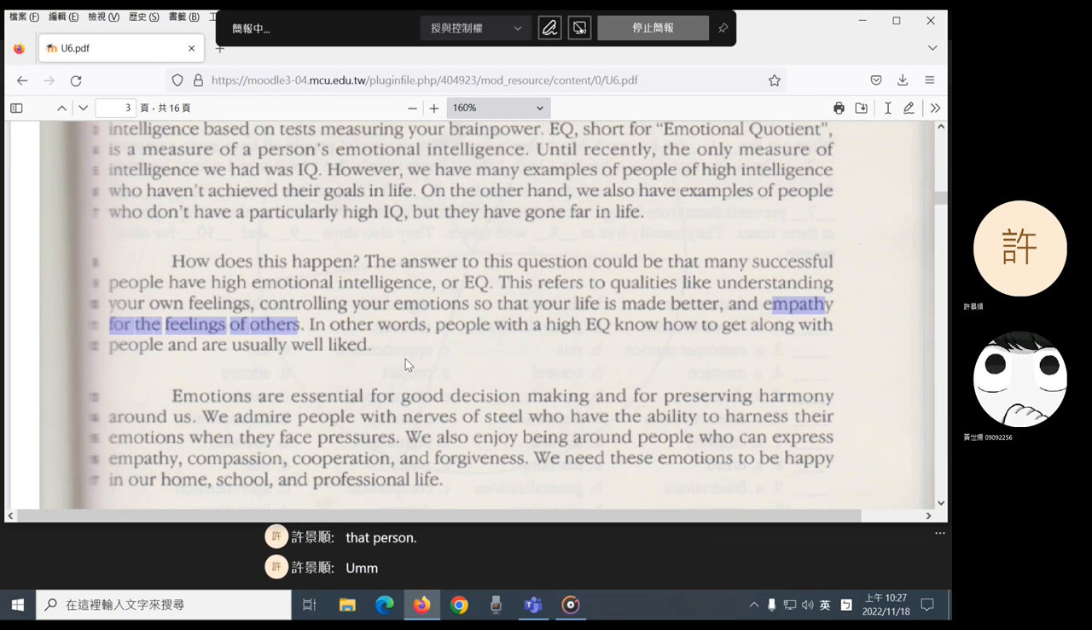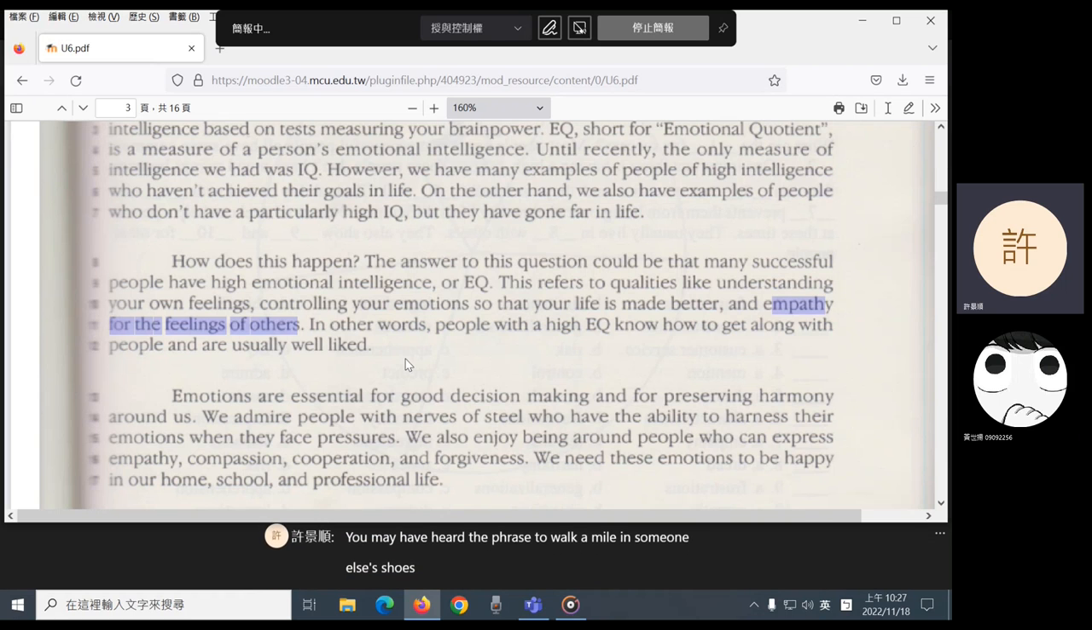So you may have heard the phrase to walk a mile in someone else's shoes. 穿人家鞋子走一里路. That is empathy because you're wearing that person's shoes. You are putting yourself in that person's situation. But sympathy is more like trying to understand the feeling, not necessarily the situation. So that's why in Chinese we call this 同情. It's directly trying to share the feeling instead of trying to recreate the feeling in yourself.